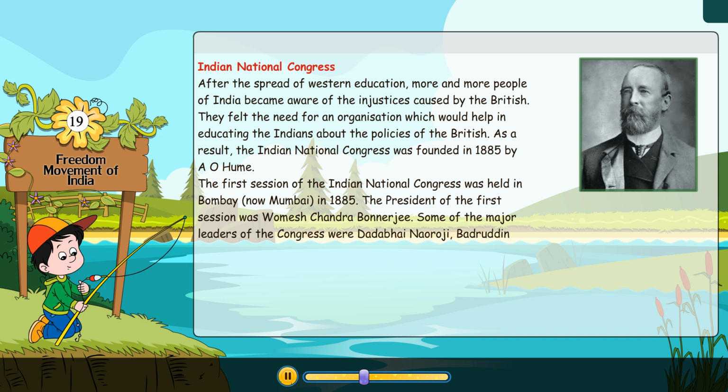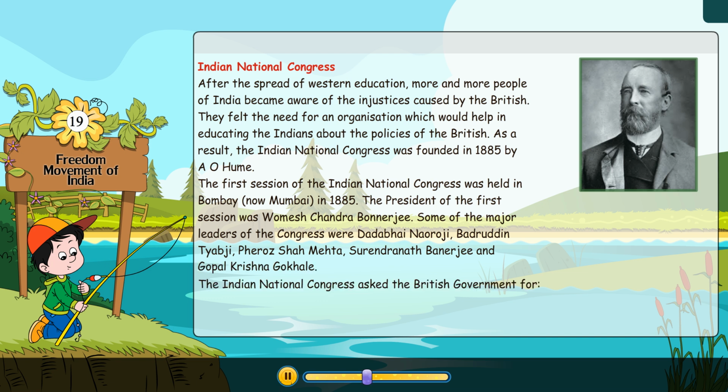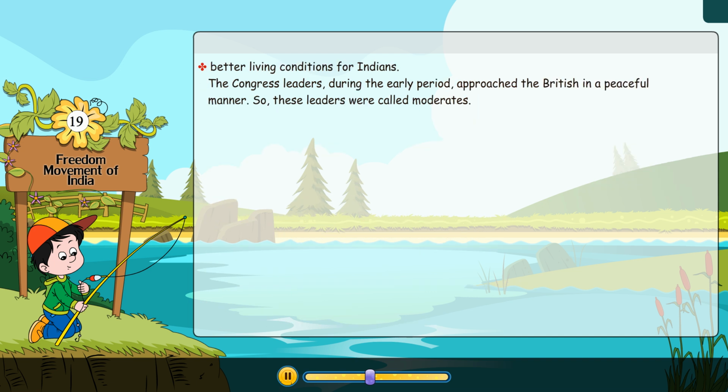Some of the major leaders of the Congress were Dadabhai Naoroji, Badruddin Tyabji, Firoz Shah Mehta, Surendranath Banerjee, and Gopal Krishna Gokhale. The Indian National Congress asked the British government for better policies for Indians, employment for Indians in government jobs, and better living conditions for Indians. The Congress leaders during the early period approached the British in a peaceful manner, so these leaders were called moderates.